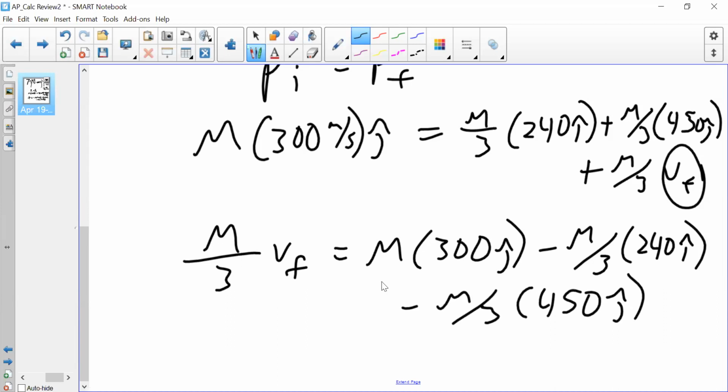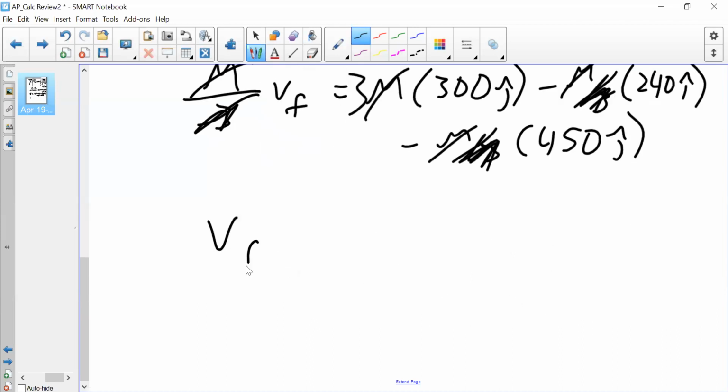So we have the fraction there, and these masses go away. So we multiply by 3. This is going to be 3m, and then that's just going to be m. Then the masses go away, so we just now have V final equals. We have these two terms: 3 times 300 is 900 minus 450 is just positive 450, and then the remaining negative 240.